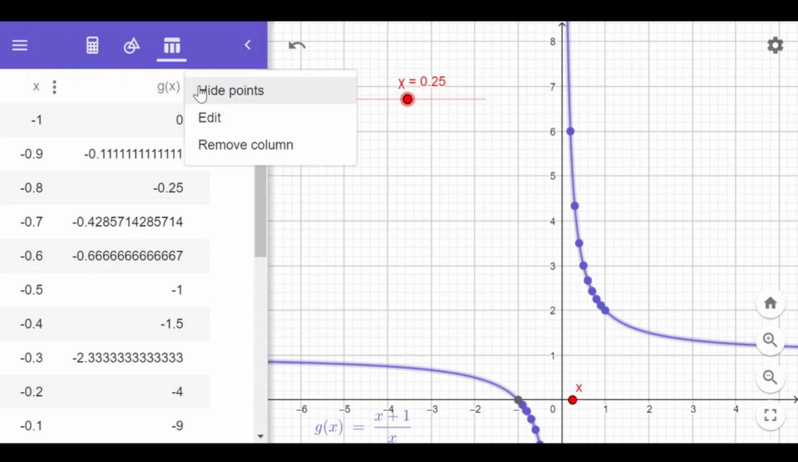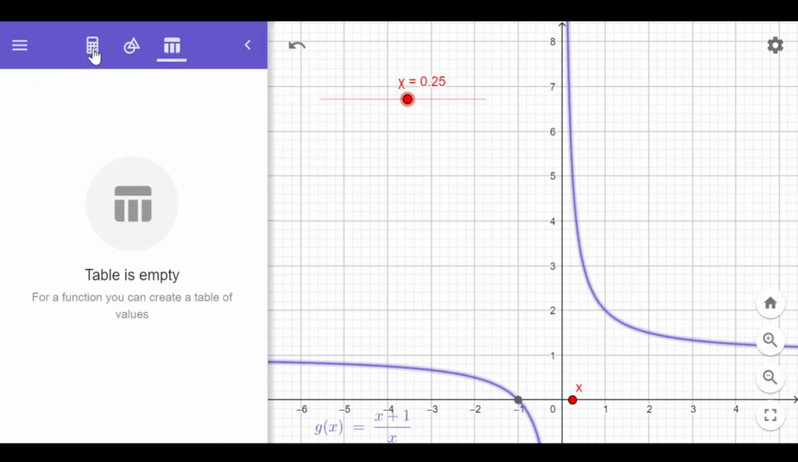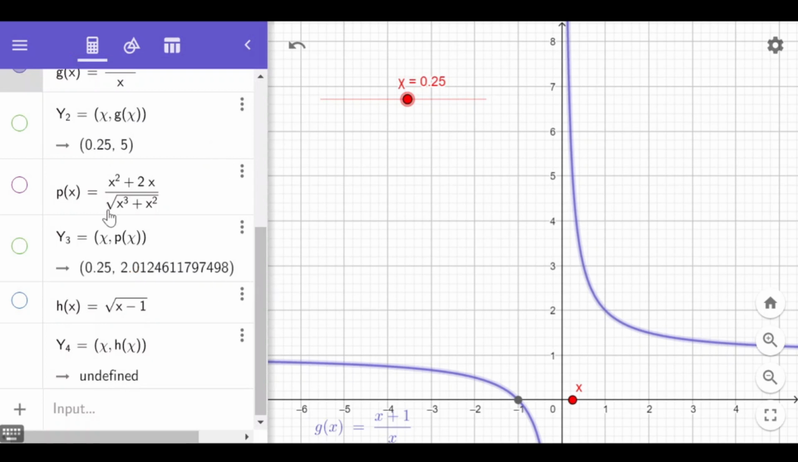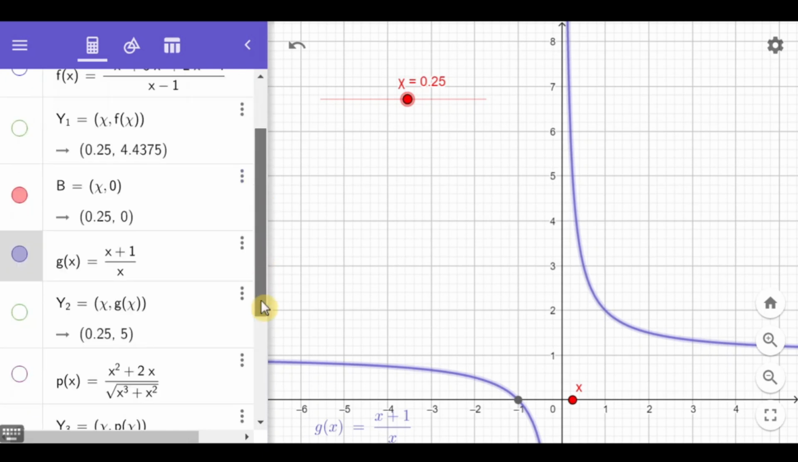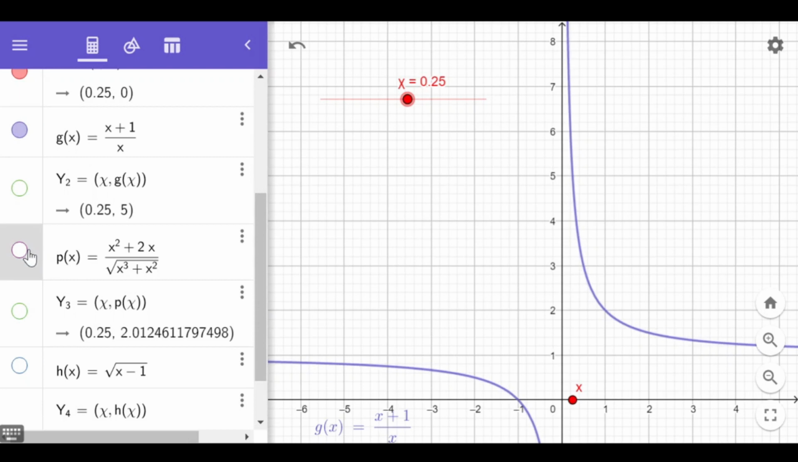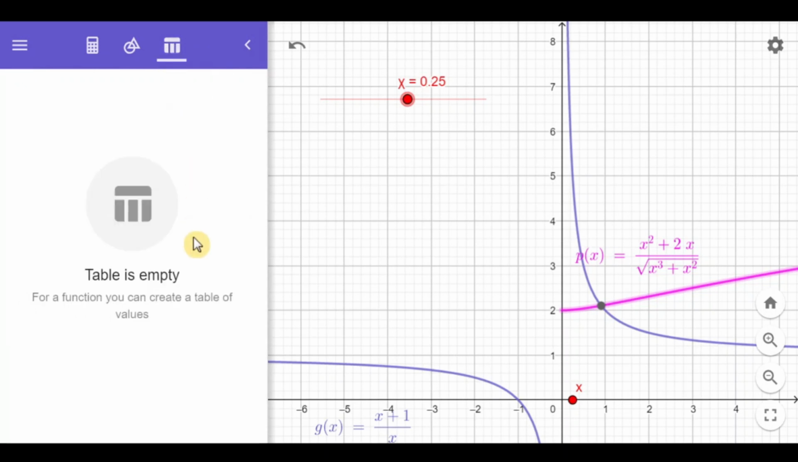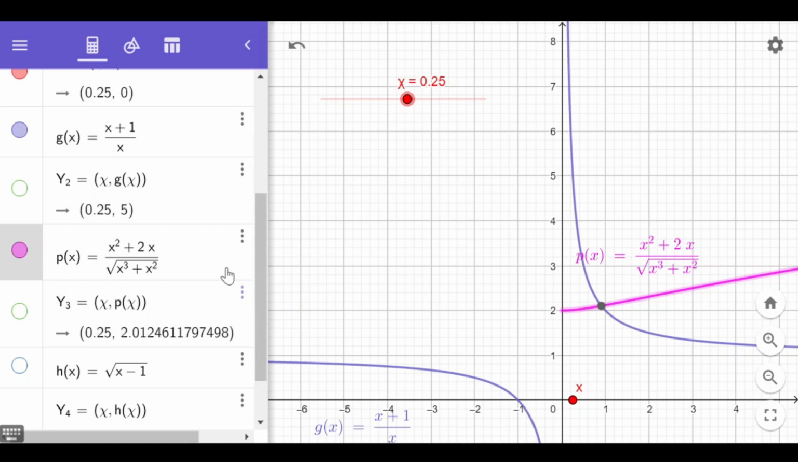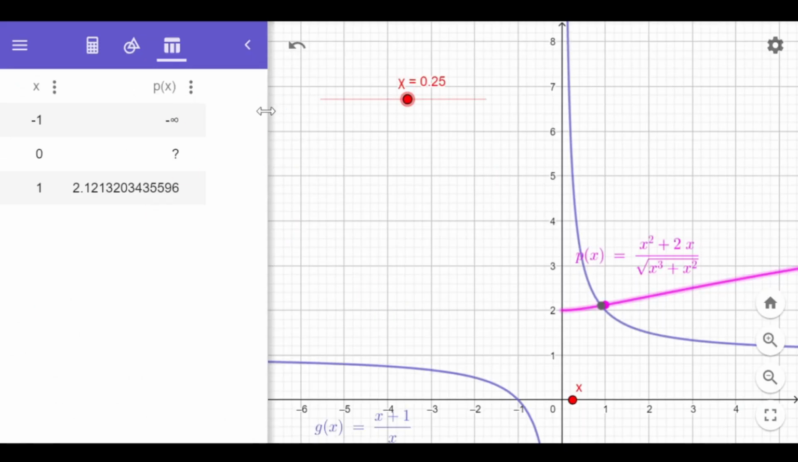Let's remove this one. The next one is our third function. What is our third function? It is p of x. This is p of x. Let's create a table of values. Saan na ito alihan? At 0 pa rin. So, kanina. Okay. P of x. Ito na yun.